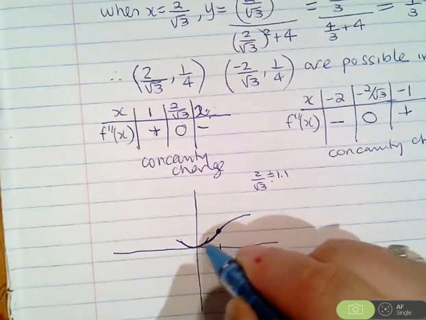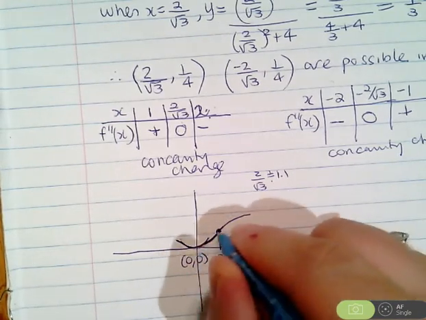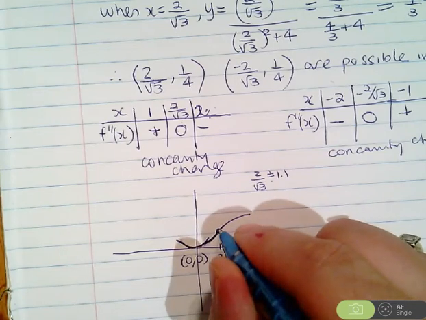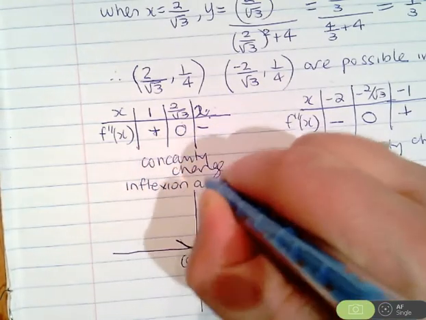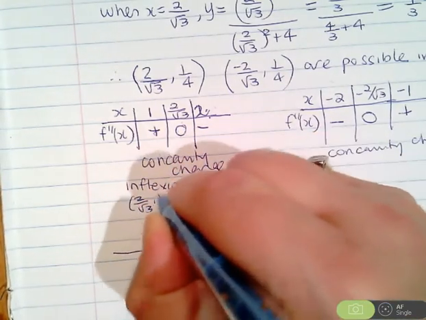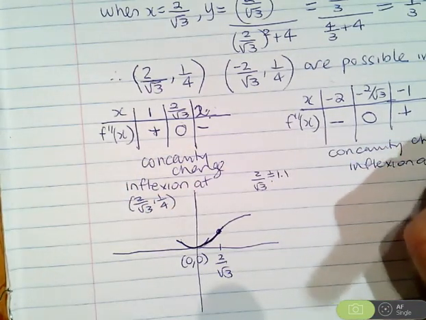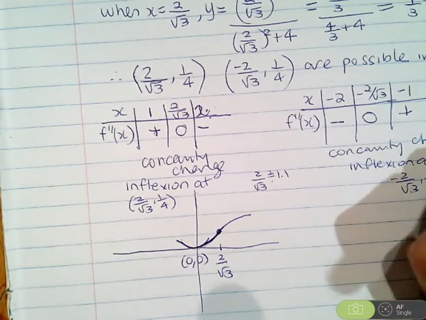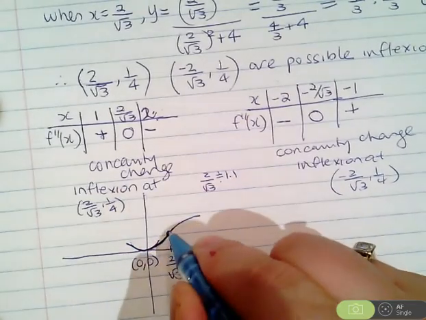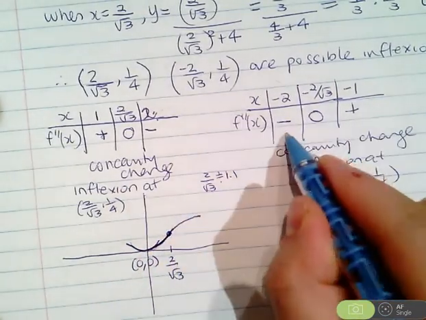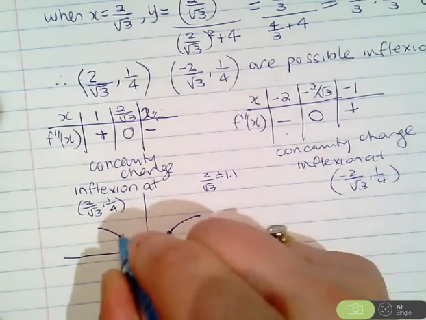We know we've got this minimum, it makes sense. You've got the minimum at 0, 0. Concave up here, and then 2 on root 3 is the inflection. So therefore we've got the inflection at 2 on root 3, 1/4. And here we've got the inflection at negative 2 on root 3, 1/4. Okay? So we've got concave up here when x is 1, concave down when it's 2. Again here, when x is negative 1, concave up, then you hit that inflection and it goes concave down.